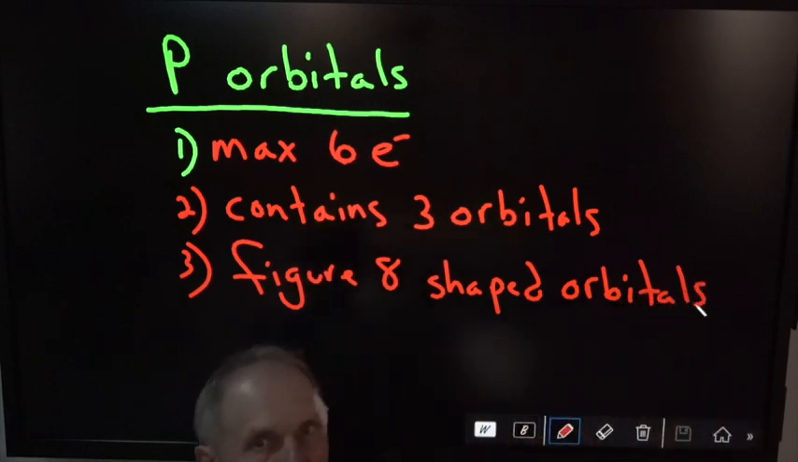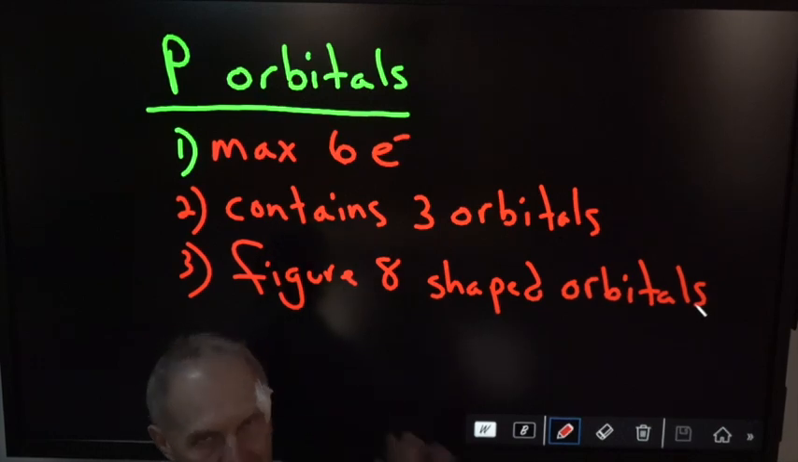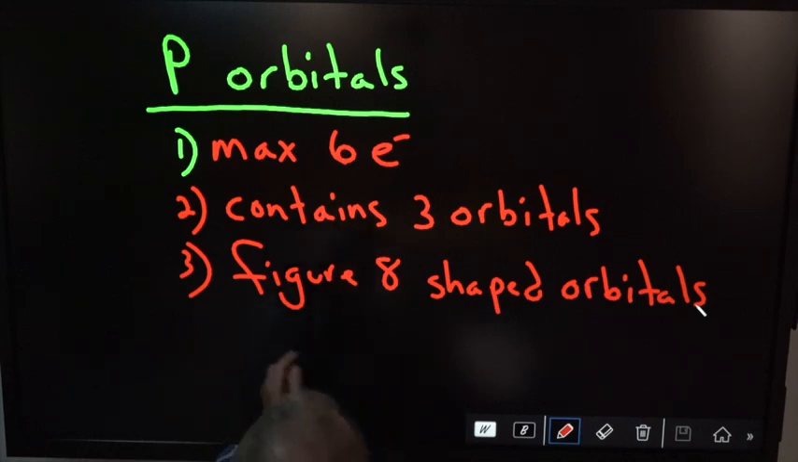So I'm going to draw this one, and then we don't have to worry about what D looks like. We don't have to worry about what F looks like. So we're just concerned with S and P orbitals. All right, so for number, this isn't a number. This is going to be just what it looks like. Here we go.